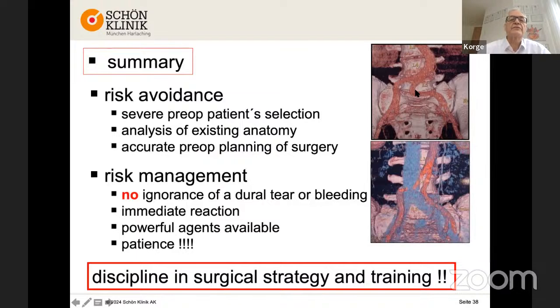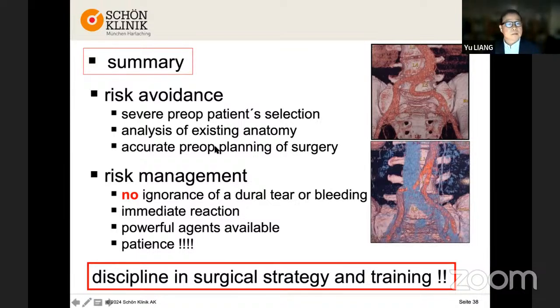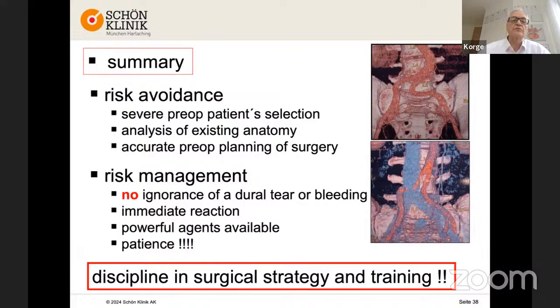That also means you have to do the analysis of the existing anatomy. This is a color-coded CT, and you see that's the situation in front of L4-5. Therefore, you might debate if it's better to go posterior. You have to control your situation. Don't ignore a dural tear or bleeding, because you have to pay the price later. You have to react immediately. You know that there are powerful agents available, but what you need is patience to the end. You have to think in your daily surgical training about surgical strategy, training, and discipline.